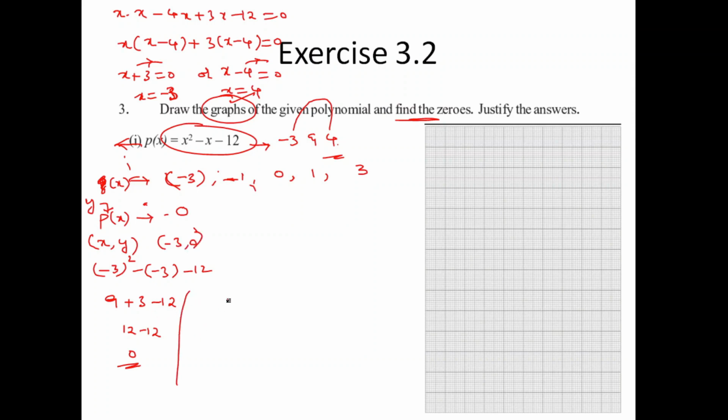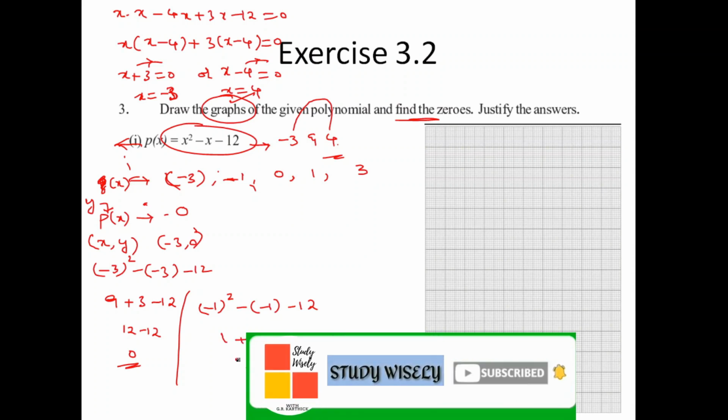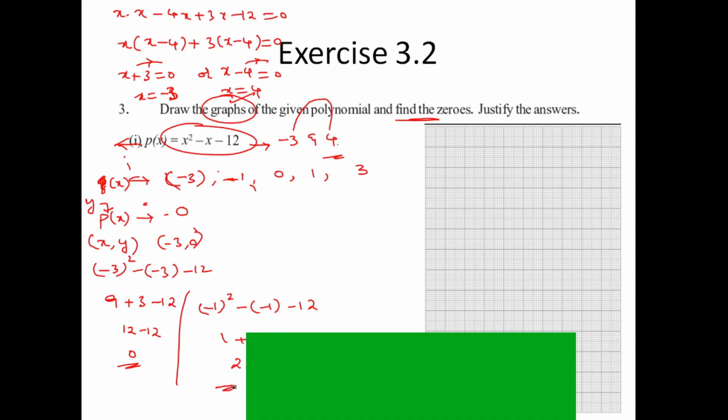Similarly, minus 1 whole squared minus of minus 1 minus 12. I'll get 1, I'll get plus 1, I'll get minus 12. So the answer of this one is 2 minus 12, that is, at last the resultant of this one is minus 10 as your answer. So the coordinates over here are minus 1 comma minus 10. Hope this is clear to you, right?